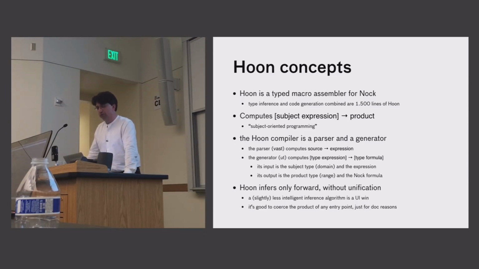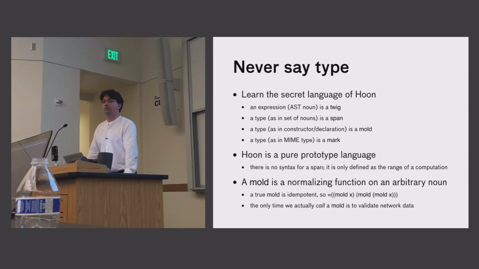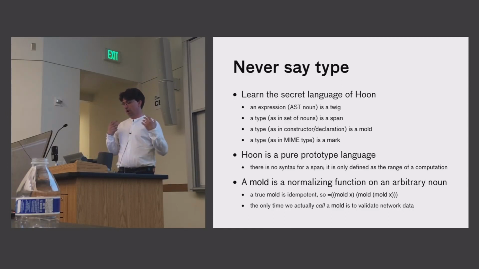So a little more about Hoon. This has brought us in for some criticism, but Hoon has its own way of doing things, so we invent a lot of terms because the ordinary terms tend to be confusing. We also have a four-letter name convention going on. So an expression or an AST is a twig.